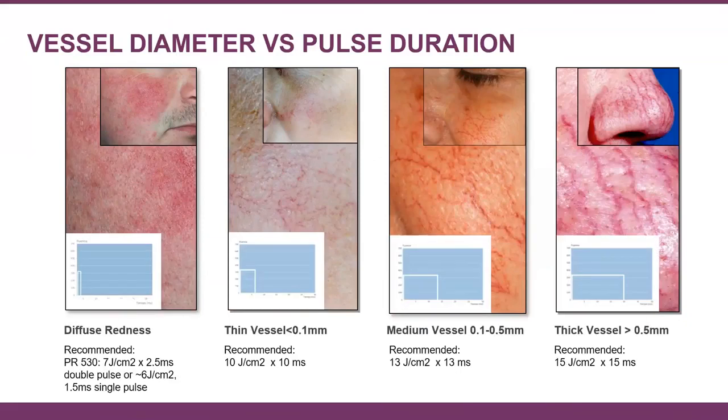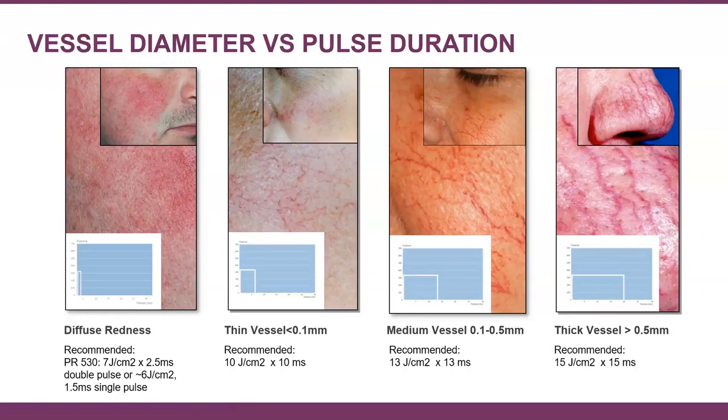Diffuse redness on our left-hand side, very, very small vessels generally within this. So we're going to use a short pulse. So we can do this in 2 different ways. We could deliver 2 pulses of 2.5 milliseconds with a delay between those 2 pulses, or the alternative is to use a 1.5 millisecond pulse, which generally will remove the redness much more quickly. It's more aggressive, but you get a much quicker clearance of that diffuse redness.